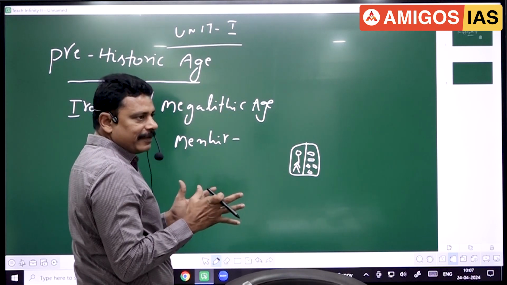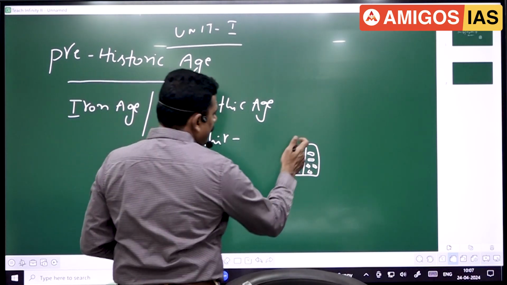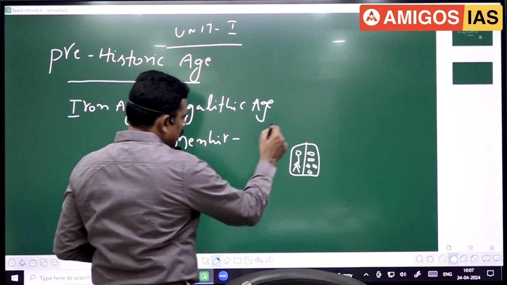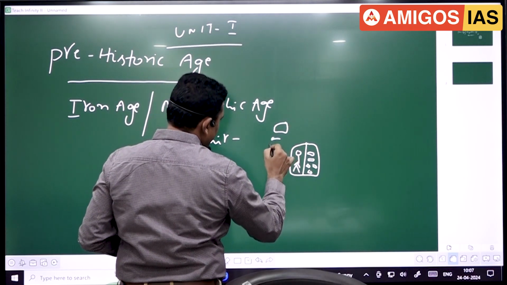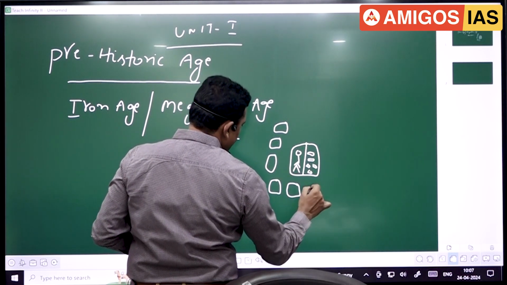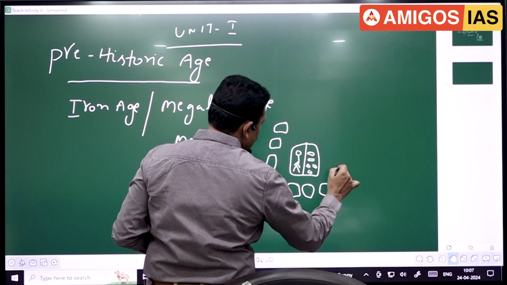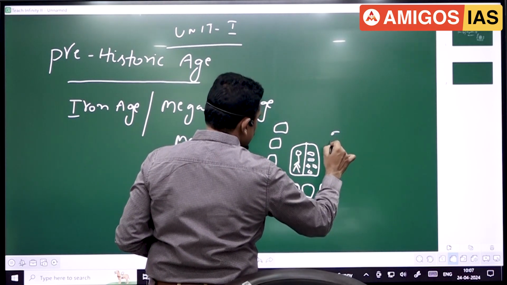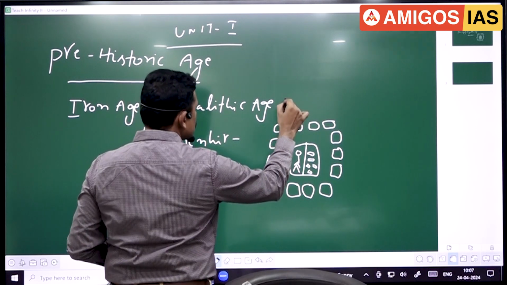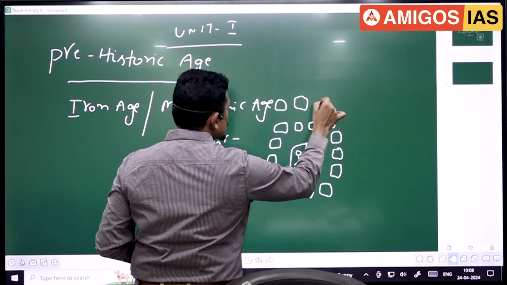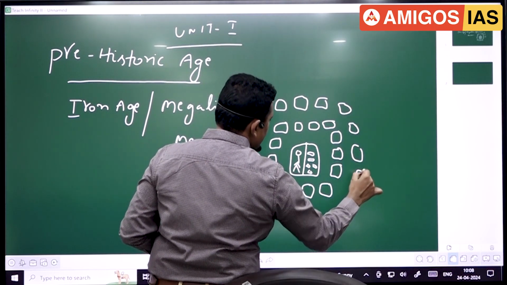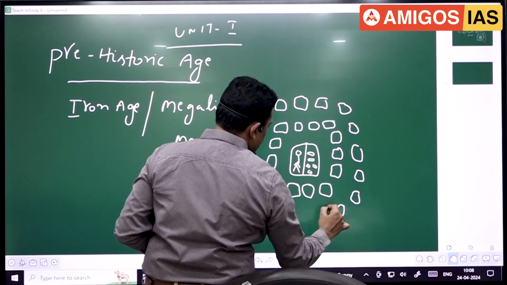So here the coffin is to be divided into two parts. One part is marked for placing the dead body, another part for depositing the grave goods. And after burying the dead body in the grave, what they used to do? They used to cover the grave with big sized boulders, big sized stones. Somewhere you can find two lined stones, one after the other, and in some cases one lined stones. So big sized stones used to be placed surrounding the grave.